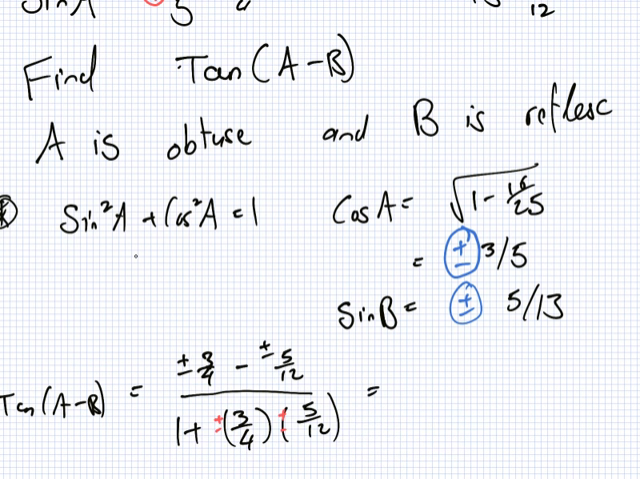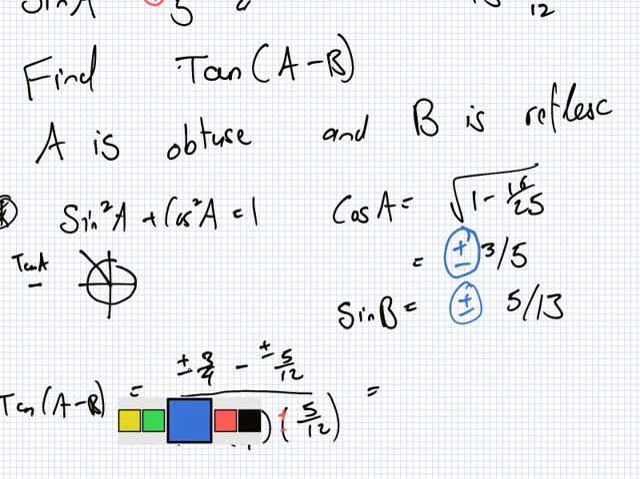Now, if we think about the circle, we can figure out if it's a plus or a minus. So I tell you A is obtuse. So A must be here. So tan A, positive or negative? Negative. Okay, so that sorts this guy out. He must be a minus and he must be a minus.